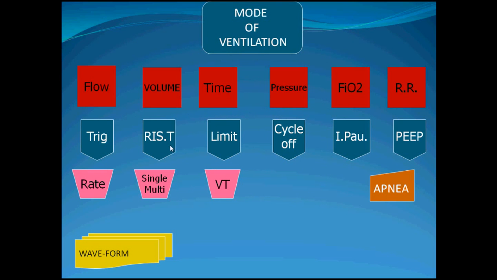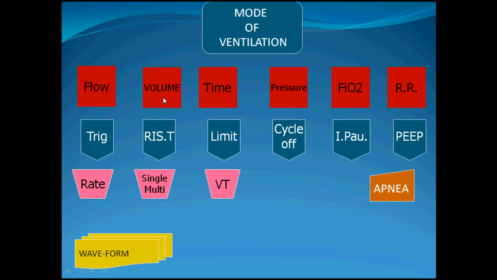When you put the patient first on the ventilator, you put him on a certain mode, whatever it is. I'm not going to discuss the mode itself, because here the mode is composed of the control variable, the phase variable, and the condition variable. So you set the value of the control variables: the flow, volume, time, pressure, FiO2, and respiratory rate.